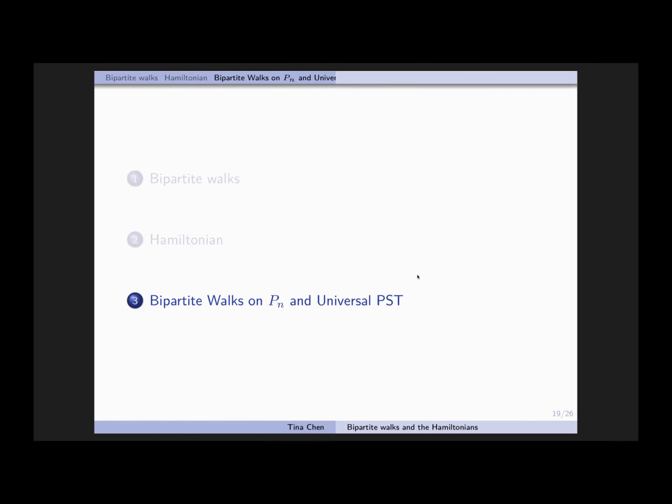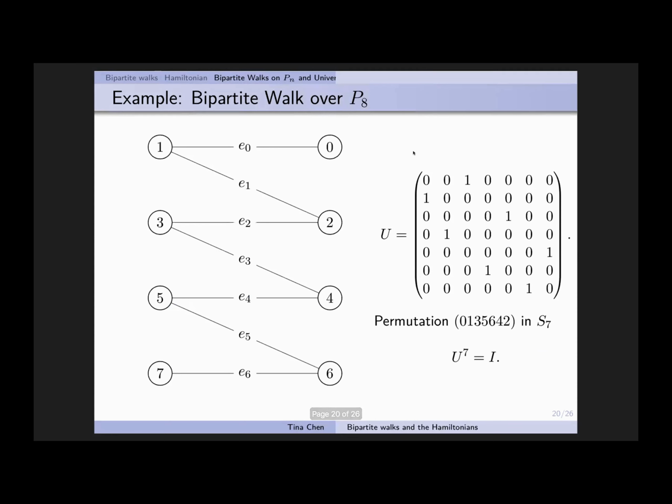So right now we have all the machinery we want, and we will use it to build a continuous quantum walk that has a very interesting but also rare phenomenon called universal perfect state transfer. So first, we look at this very easy example of a bipartite walk over P8. And that's the transition matrix of our bipartite walk over P8. We notice that the transition matrix is actually a permutation matrix, and it has order 7.